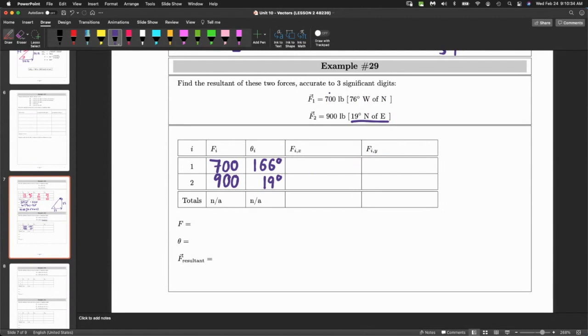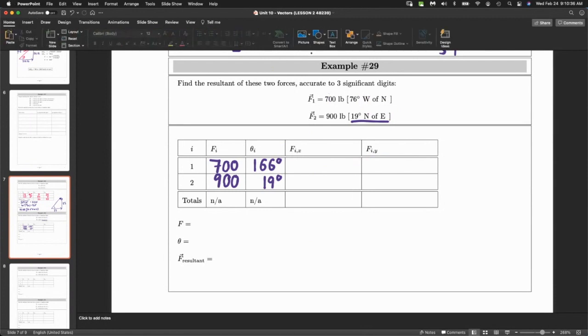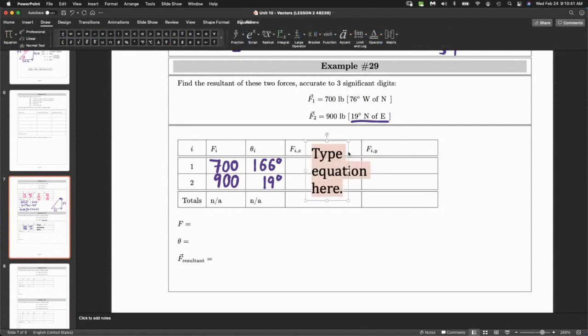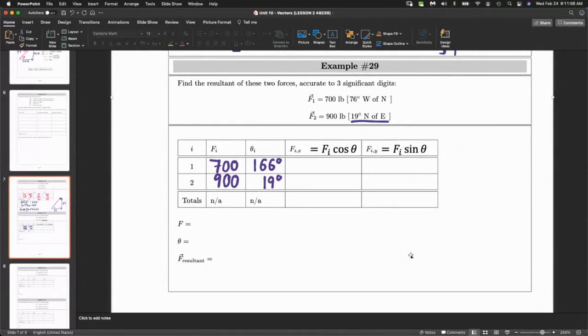So there you go. In these boxes here, remember the first one is equal to Fi cos theta, and the second one is equal to Fi sine theta. Reminding you of how it works, okay? So if you do 700 cos 166 and 700 sine 166, you'll get those two boxes. I'm going to copy and paste those boxes right now.